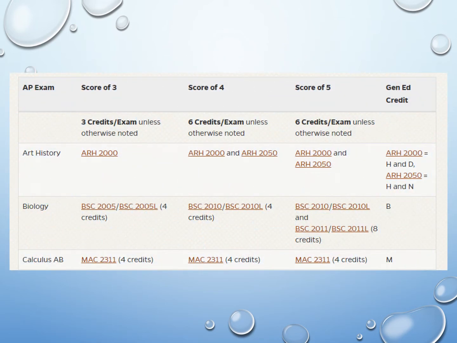Okay, so this is actually a screenshot of the chart in the undergraduate catalog, which is also something that students are going to be looking at and you might use. I have a little bit later what it looks like in the preview workbook, but just for right now, we're going to look at the catalog chart. As you can see on here, on the far left you've got the name of the exam, and then each column is designated to each score that the student might earn. What I want to draw your attention to right now is the fact that at the top it does note 3 credits per exam unless otherwise noted if they get a score of 3, 6 credits per exam unless otherwise noted for a score of 4 and 5.